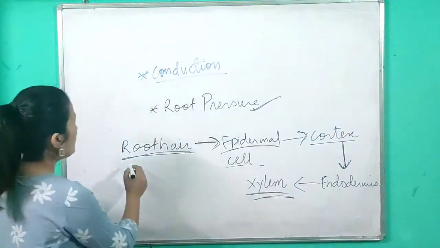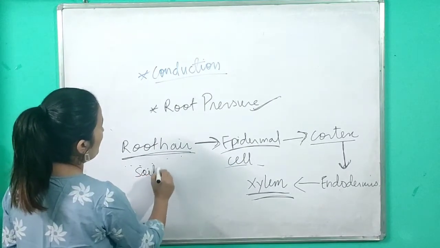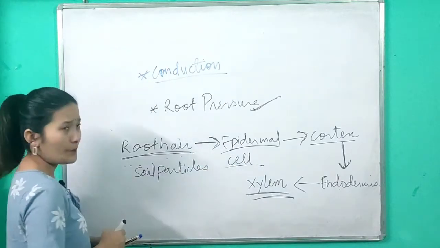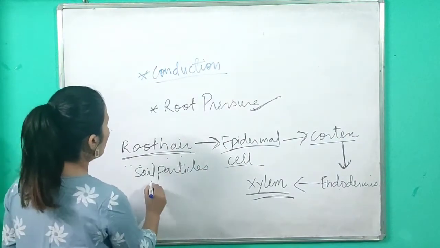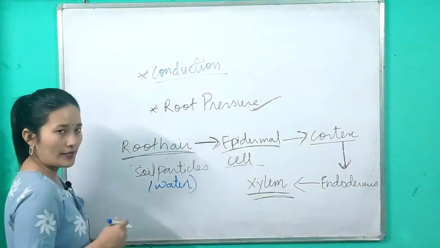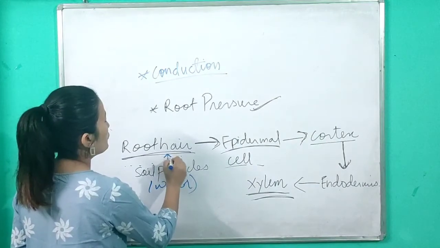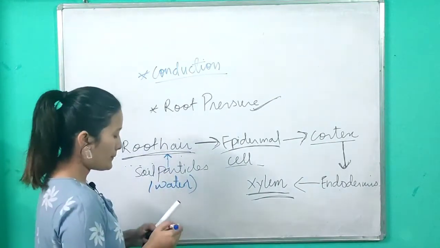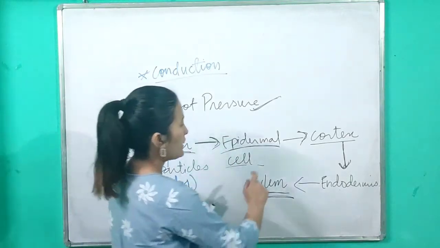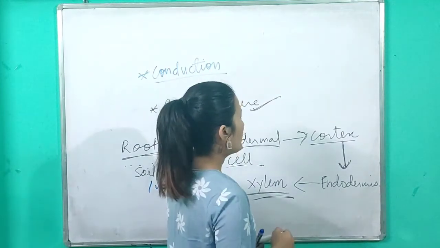As we know, root hairs are surrounded by soil particles which are supplied with water time and again. That means you have more amount of water out in the soil particles. So what will happen? Through the process of osmosis, water will move into the root hair, and absorption is going to take place. Then from the root hair it will go to the epidermal cell, then from the epidermal cell towards the cortex region, then the endodermis.